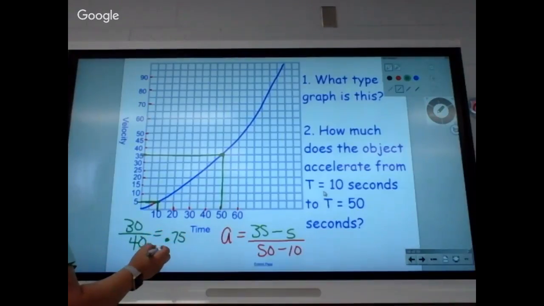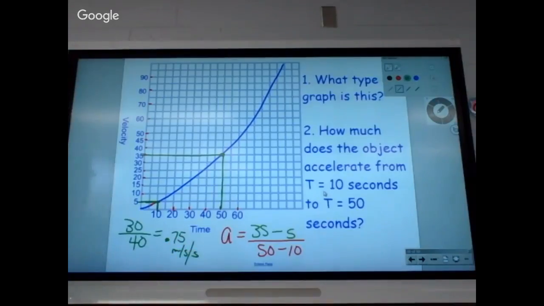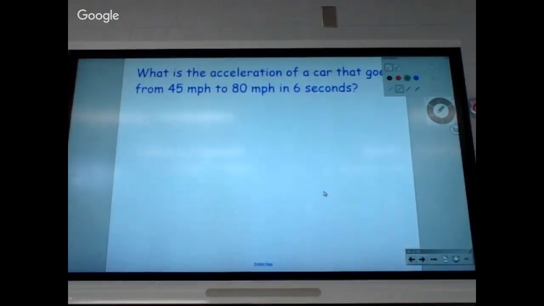And I don't have any units on this one. Let's just say it's meters over seconds over seconds, because I'm going to show you the units in the next one. All right, so write this one down, and we'll talk about how to write the units, because the units of this one are a little different. With acceleration, we keep all the units.